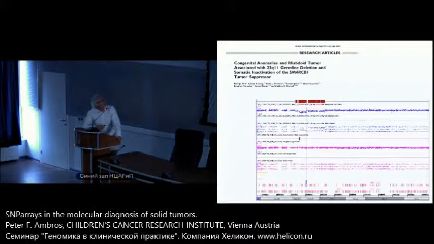Here in the case of the rhabdoid tumor, this is associated with a deletion of the SMARCB1 gene, which is on chromosome 22. And here you clearly see this deletion in this region. This is a gene of interest. Here it's a blow up. This is exactly the region where the deletion happened.